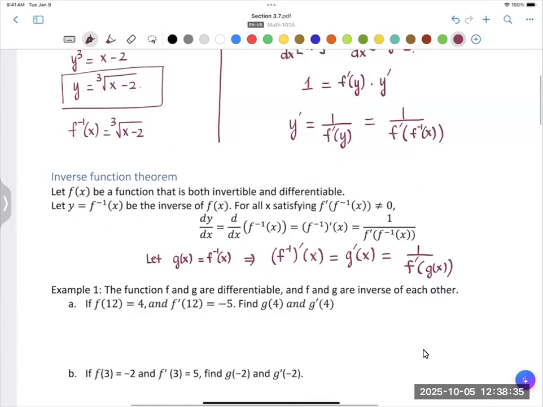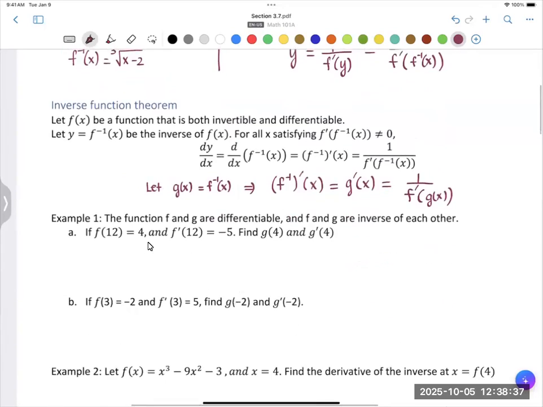Okay, so let's take a look at how we solve example 1. The functions f and g are both differentiable, and f and g are inverses of each other. So we want to find the following. If the function f of 12 is equal to 4, so when the input is 12, the output is 4, and f prime of 12 is negative 5, can we find g of 4 and g prime of 4?